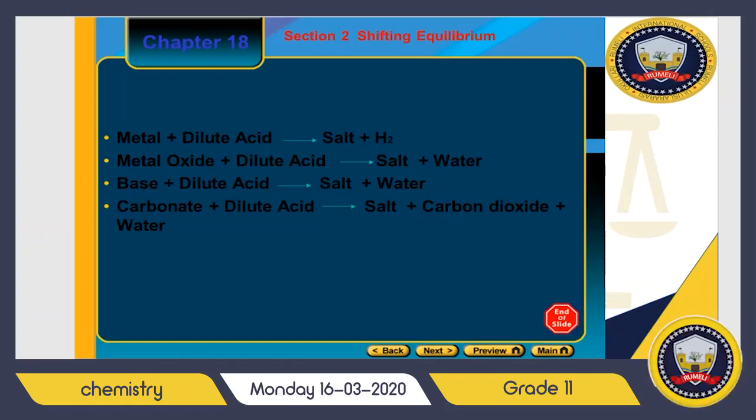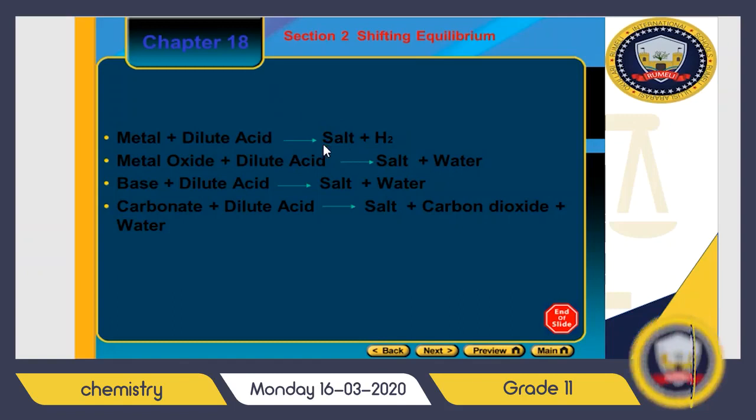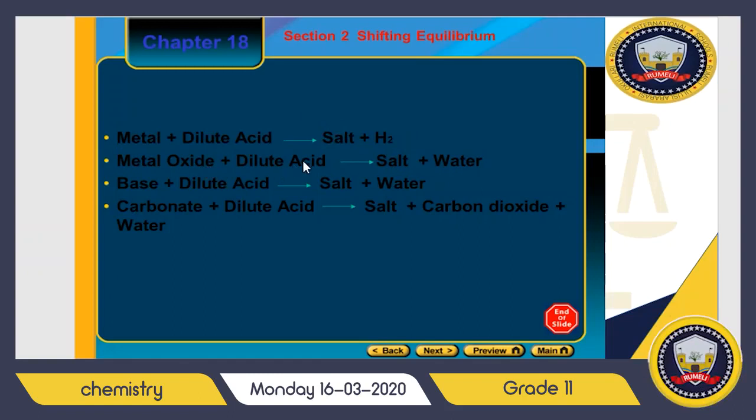In addition to the last two classifications, we can divide chemical reactions according to activity with dilute acid into: reaction between metal and dilute acids, which will form salt and release hydrogen; reaction between metal oxide and dilute acid, which will produce salt and water; reaction between base and dilute acids, which produce salt and water also. The last one is the reaction between carbonate and dilute acid, which will produce salt, carbon dioxide and water.